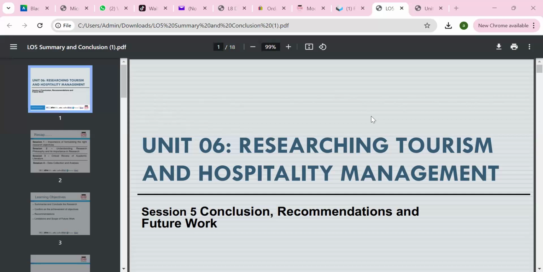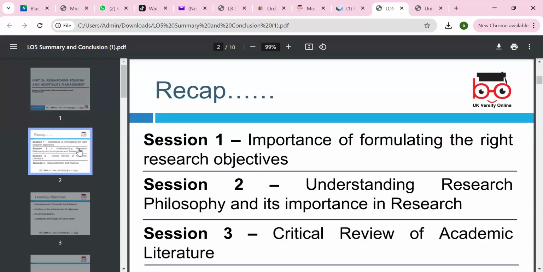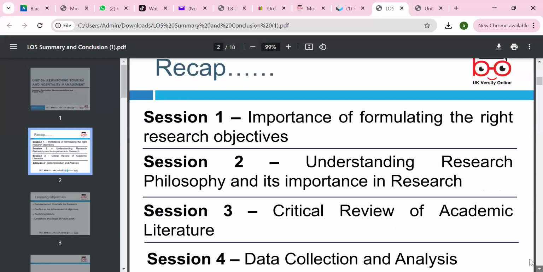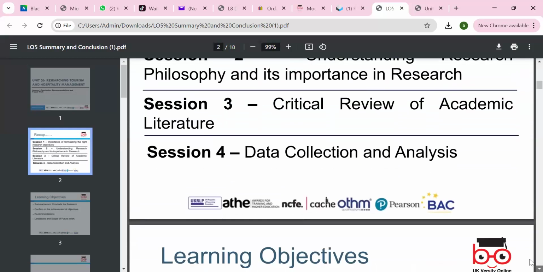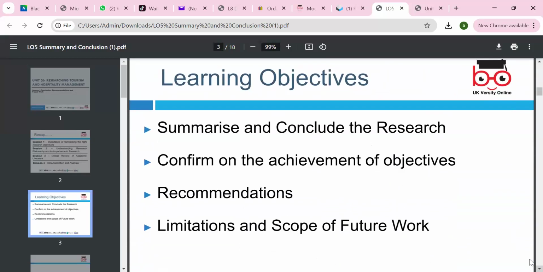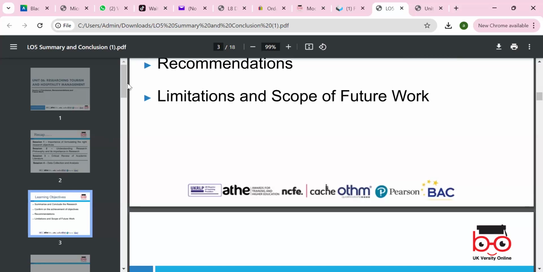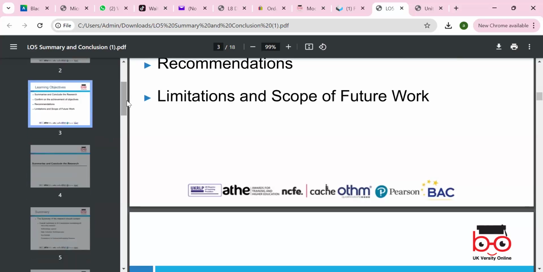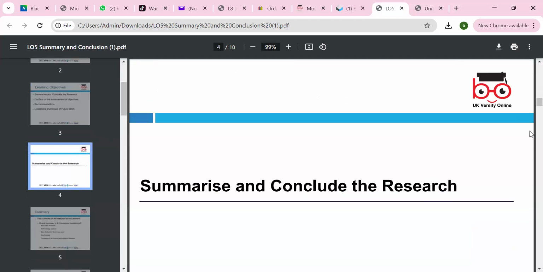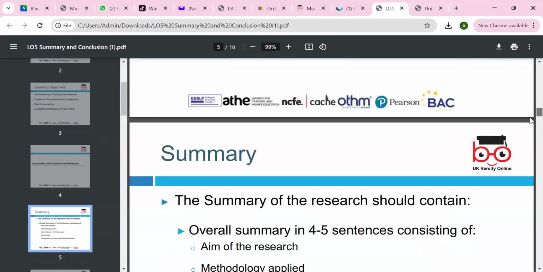In the previous lesson, we had a discussion about the aims and objectives. We discussed research methodologies, and the importance of formulating the right research objective. Section 1, Section 2, research philosophy. Section 3, literature review. Section 4, data collection and analysis, and summarize and conclude the research and confirm the achievement of objectives, recommendation, limitation and the scope of the research, which we'll look at in a minute. In any research we do, we need to look around and draw the summary and conclusion.